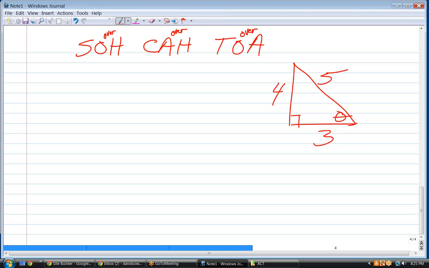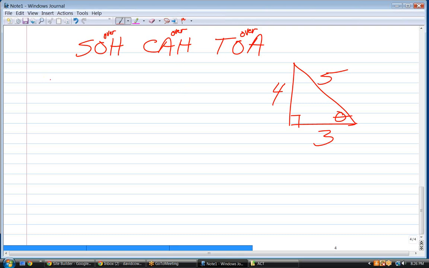The tangent would be... O is opposite, right? Okay, so that would be 4 over 3. Correct. And make sure when you remember SOHCAHTOA, it's not "SOH-CO-H"; it's "SOH-CA-H". You kind of almost have to remember the pronunciation is "ka" because it's C-A-H, not C-O-H.